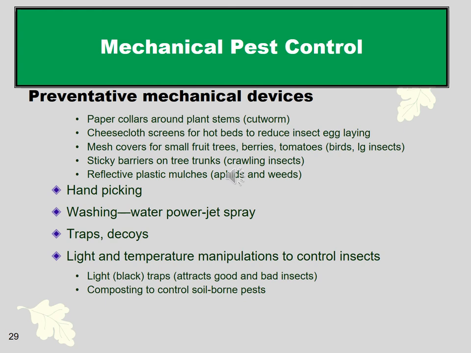Also, hand picking the insects off as you see them, or spraying with a power jet that doesn't damage the plant but knocks all the insects off. I use this method as the first line of attack for aphid-infested plants. I use a strong jet on the hose and just spray all the aphids off every couple of days for a week or two. Usually it knocks that population back enough that they lose strength and they don't take over and do too much damage. There are also traps, like I mentioned with the ant traps with boric acid. And then you can also use light and temperature manipulations to control insects. There are some types of traps that use light, and composting to control soil-borne pest insects.